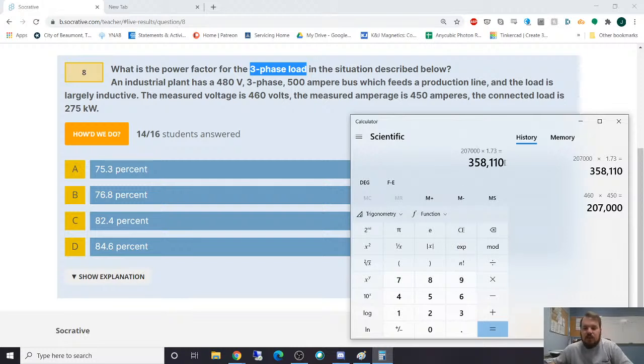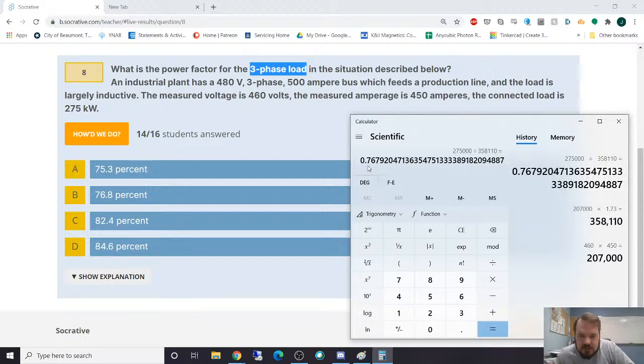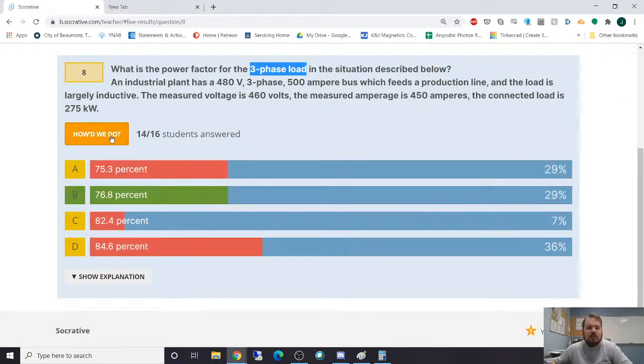So now we have 358,110. Now we have to divide that by 275,000. Divided by, and I've got it written right here, 358,110. All right, enter. And that is 76.79. So that's going to round to 76.8%.